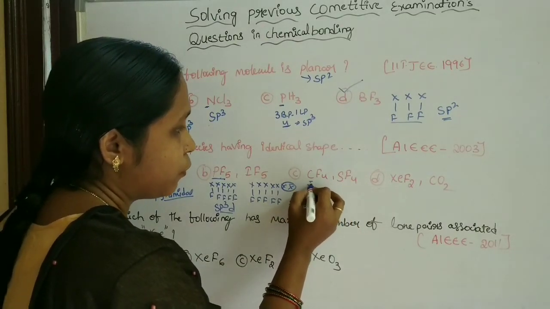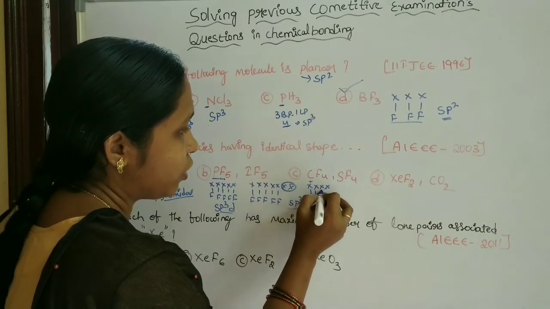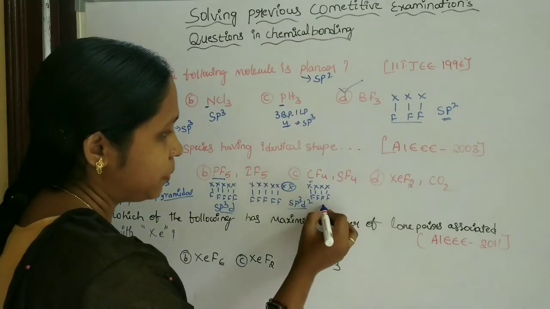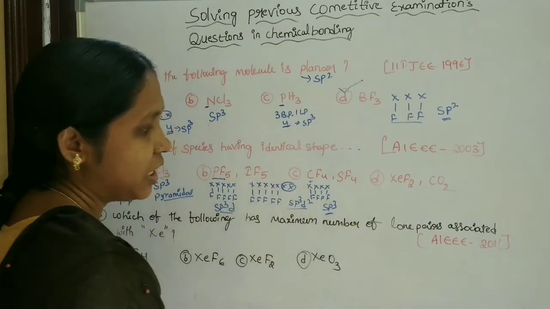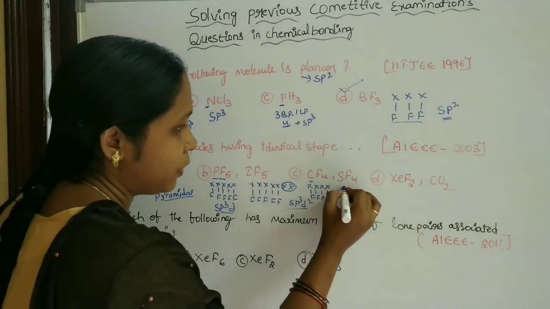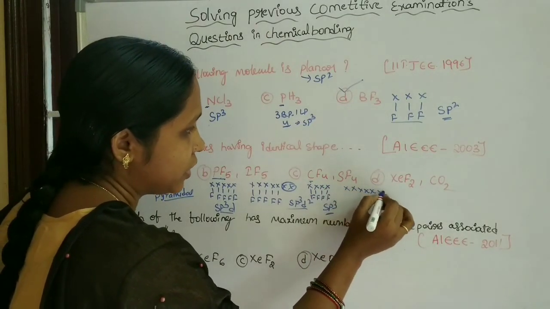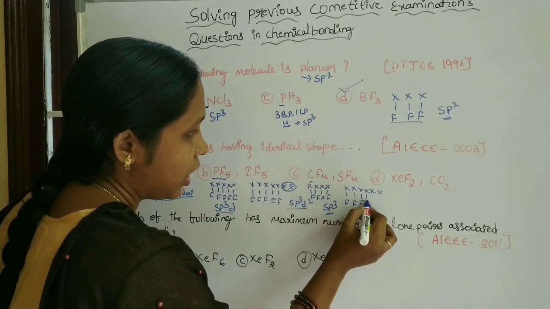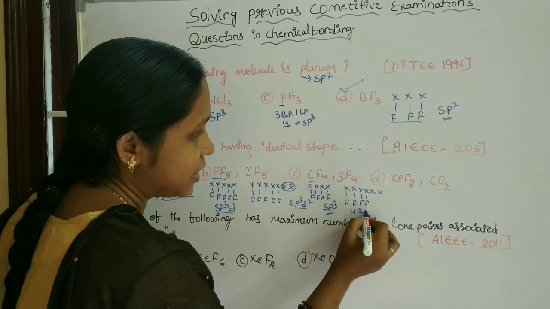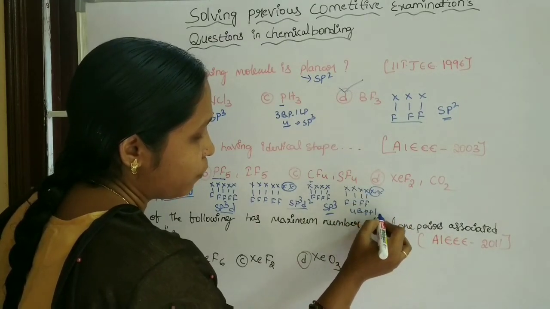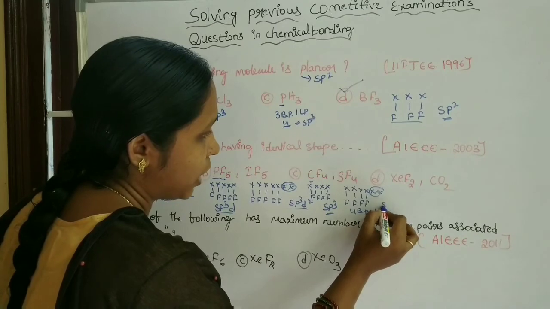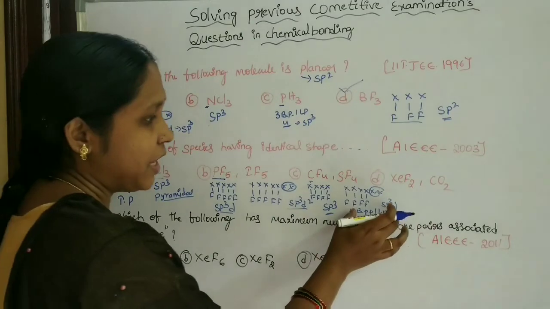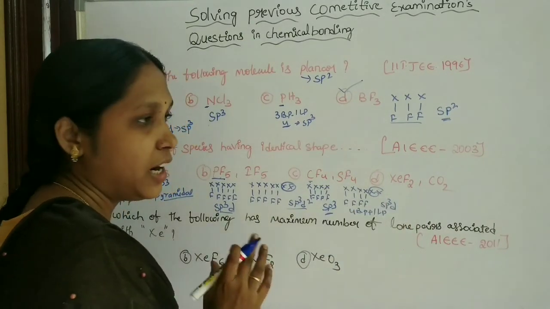And CF4. Carbon has 4 single electrons. The 4 single electrons are involved in hybridization and form 4 bonded pairs. That means the hybridization is sp3 and the shape is tetrahedral. Sulfur is a 6th A group element. 6 electrons are present. Of those, 4 electrons are involved in hybridization and form 4 bonded pairs, and 1 lone pair. That means 5 pairs of electrons, so sp3d hybridization. The shape here is distorted tetrahedral.